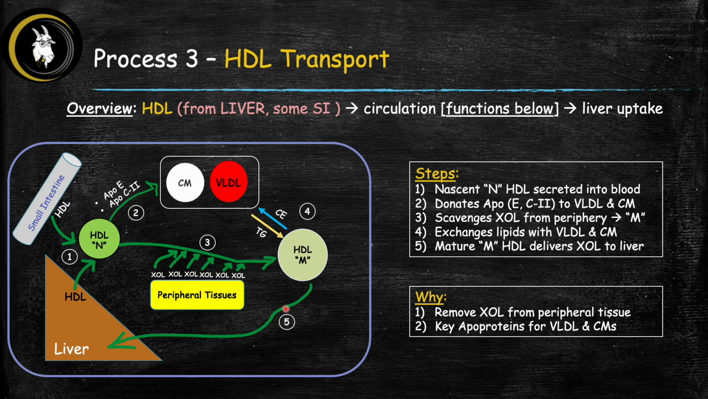And so in step 5 now, our HDL, which is our mature HDL, has scavenged all of this cholesterol from peripheral tissues, taken some triglycerides from these guys, and is returning it back into the liver to get it out of the circulation. And so the goal here is to remove these lipids from peripheral tissues. And also remember, the other function is to give these 2 important apoproteins to chylomicrons and VLDL.